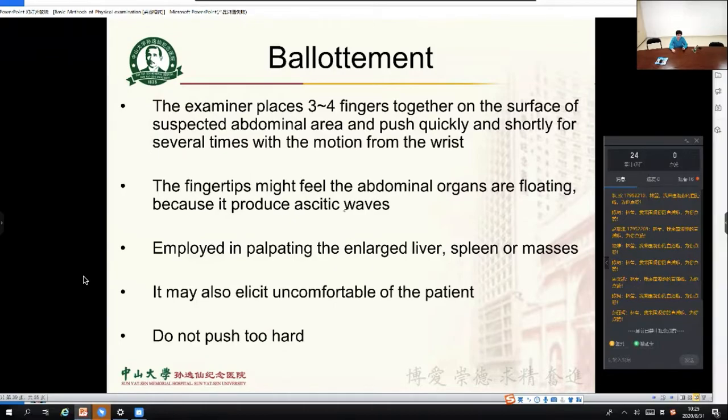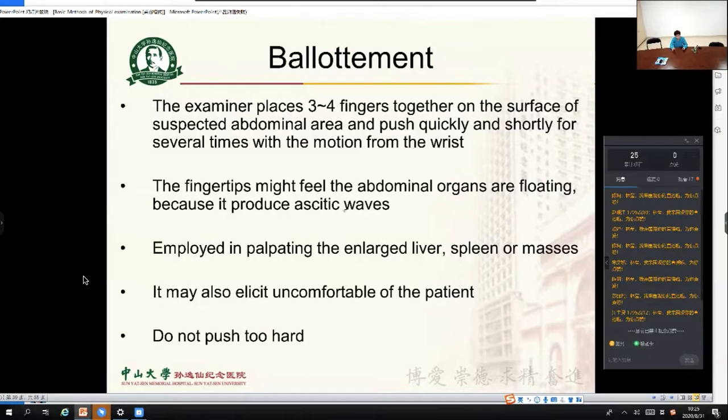It is employed in palpating an enlarged liver, spleen, or masses when the patient has ascites. So this is the method for palpation for the patient with ascites. If he or she has an enlarged liver, enlarged spleen, or masses, you can use the ballottement method to feel the organ or the masses. It may also cause discomfort to the patient, so be careful when doing ballottement.